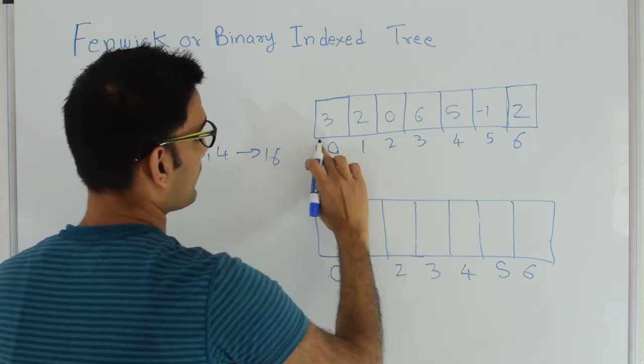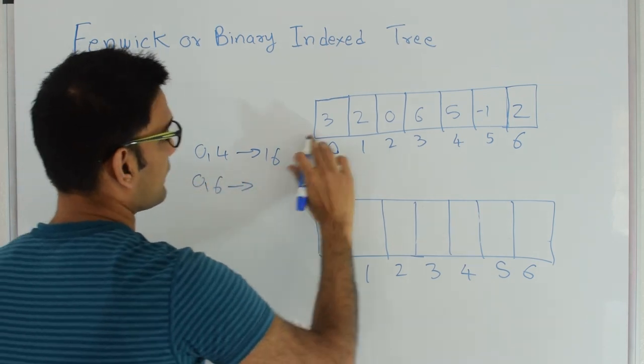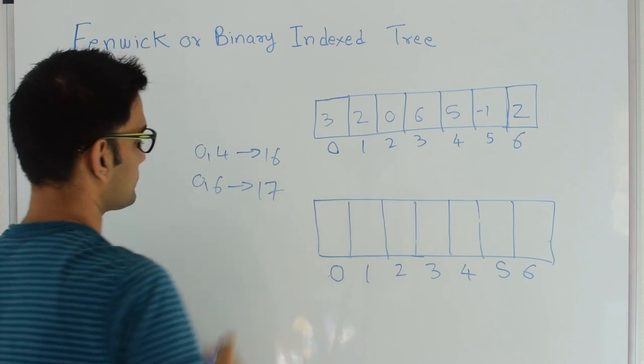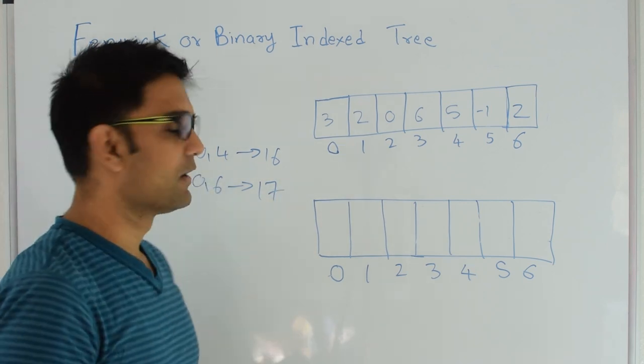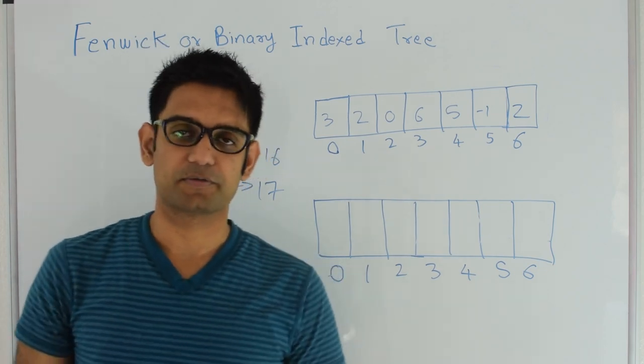What is the sum from 0 to 6? So the sum from 0 to 6 is 16 minus 1, 15 plus 2, 17. Queries like this are why I use a Fenwick tree. What are the other alternate solutions if we did not use a Fenwick tree?